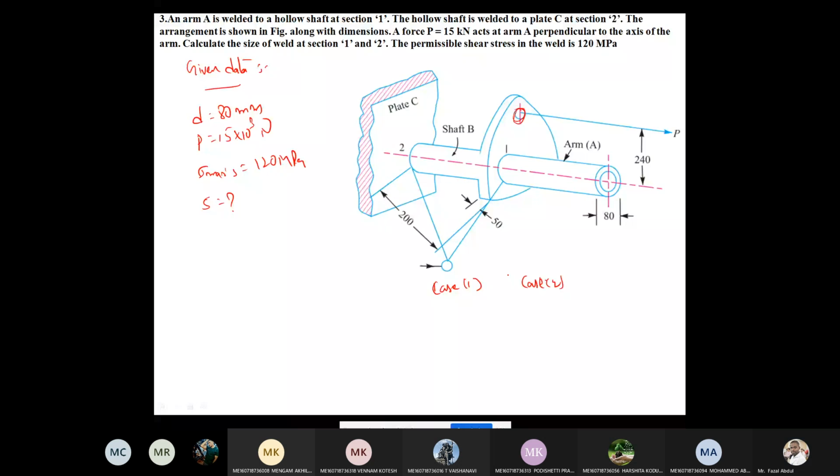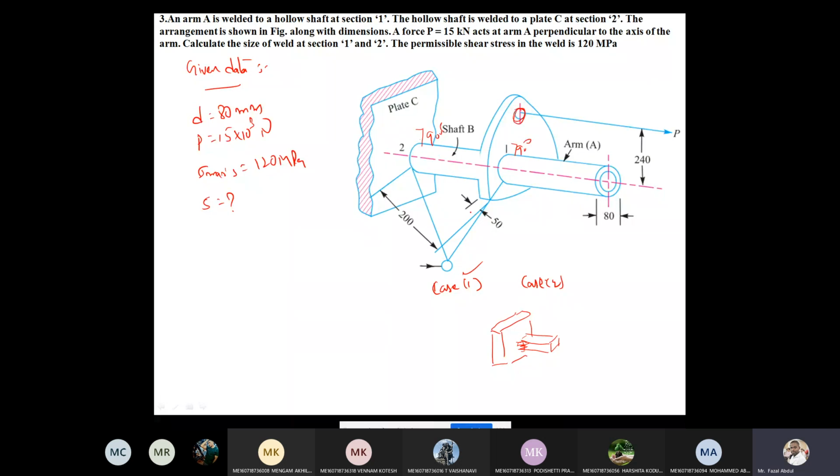So the shape is appearing, the diagram is appearing here, 90 degrees here, here also 90 degrees. It means the welded portion is appearing in the manner of a cantilever beam. This we discussed in the class, isn't it? So in the same manner, this diagram is also appearing. So this is a case one type problem.